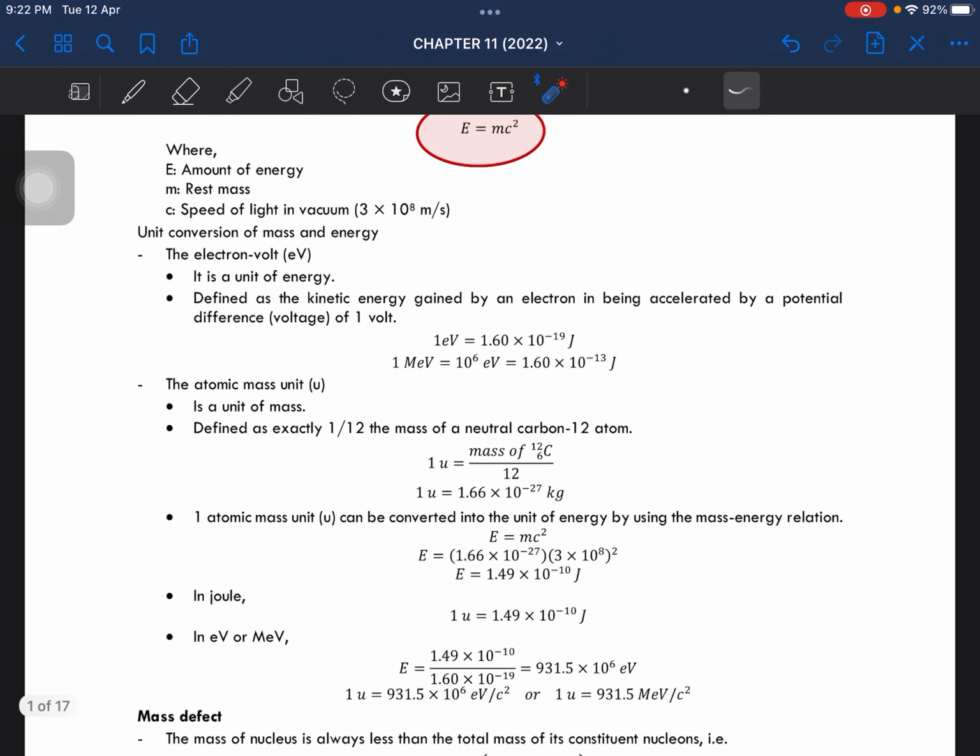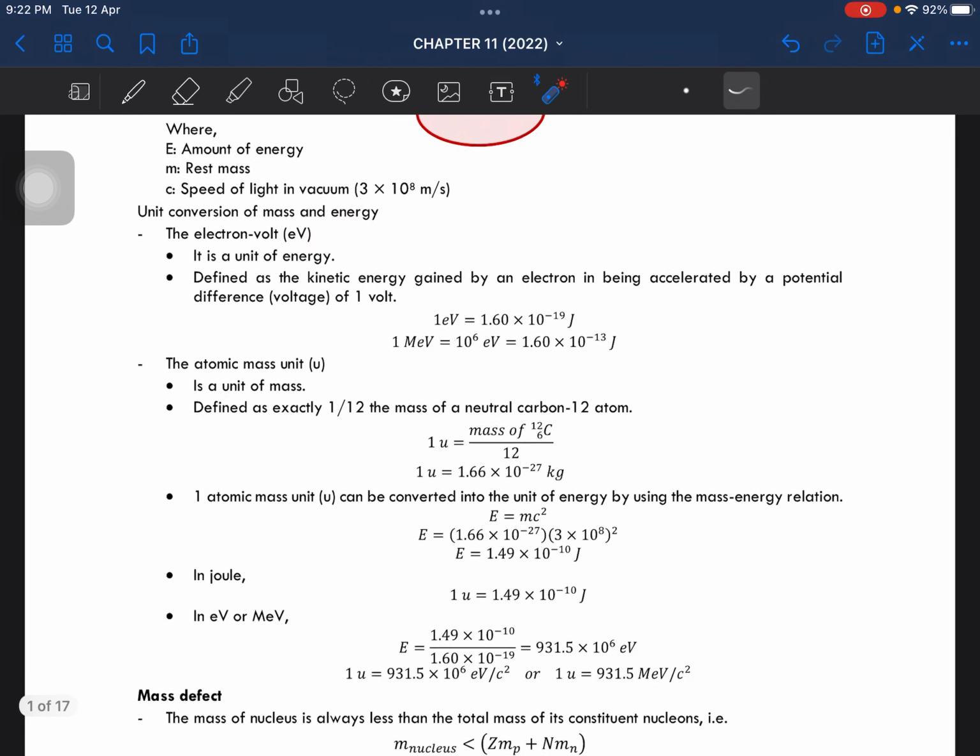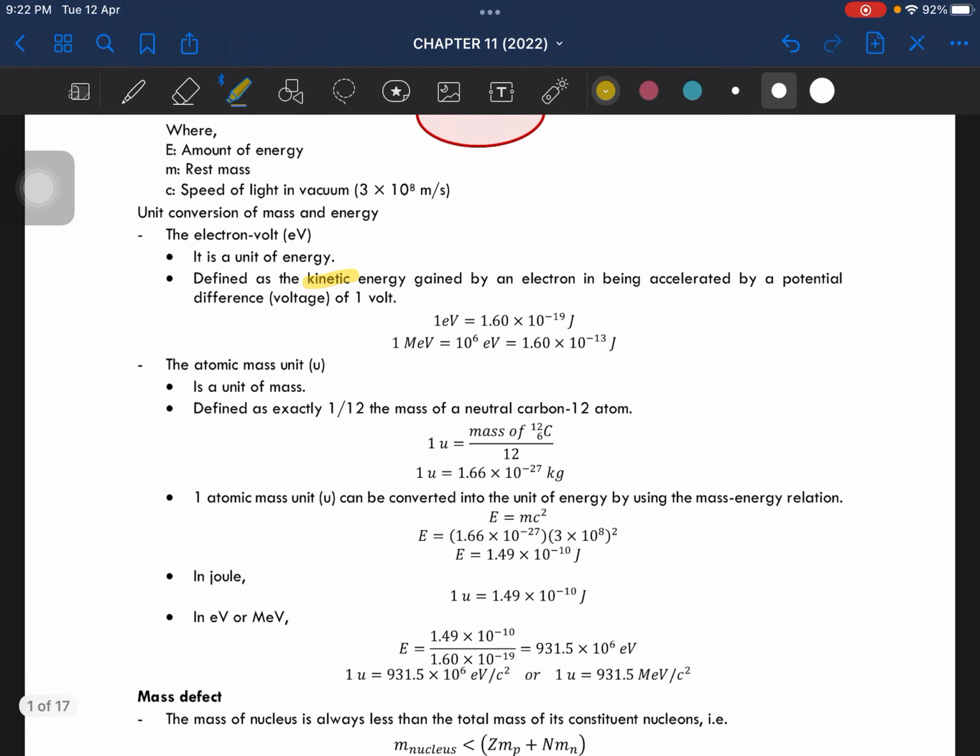The first one is the electron volt. It is a unit of energy, and it is defined as the kinetic energy gained by an electron in being accelerated by a potential difference of 1 volt. So we know that 1 electron volt is equal to 1.6 times 10 to the power of negative 19 joule. 1 mega electron volt is 1.6 times 10 to the power of negative 13 joule.